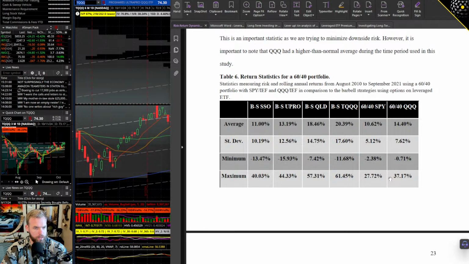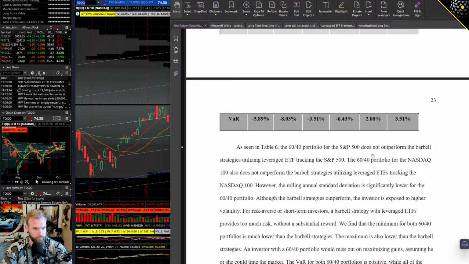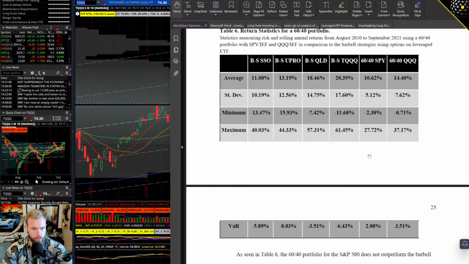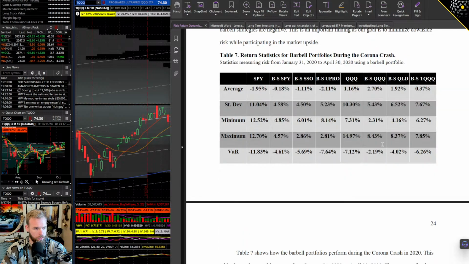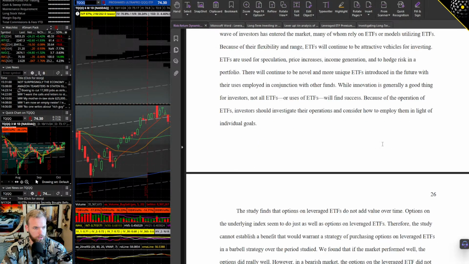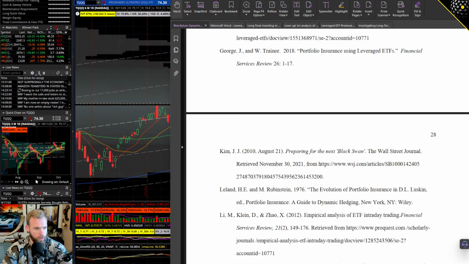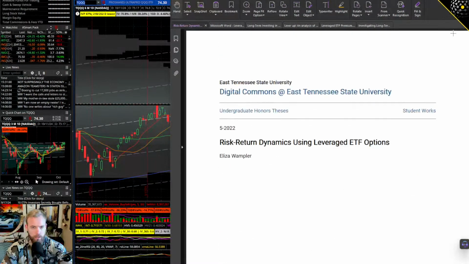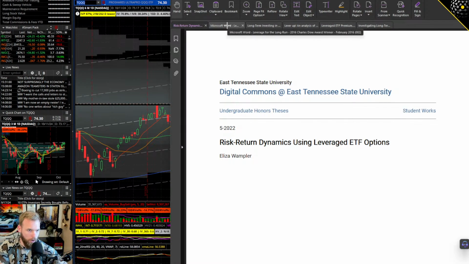This is looking at 60-40 with the barbell. Oh, here's 60-40. Okay, I mean, this looks pretty good. Got to be honest with you, just not doing anything. Okay, so whoever did this, they did okay. Who is this? Eliza Wampler. Nice job. Overall, decent. I give it a B.